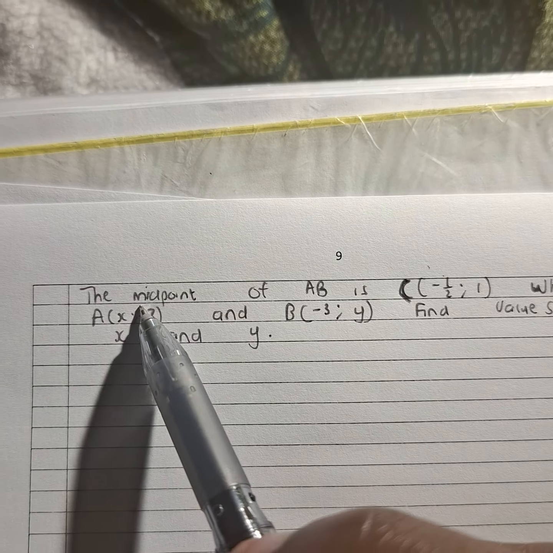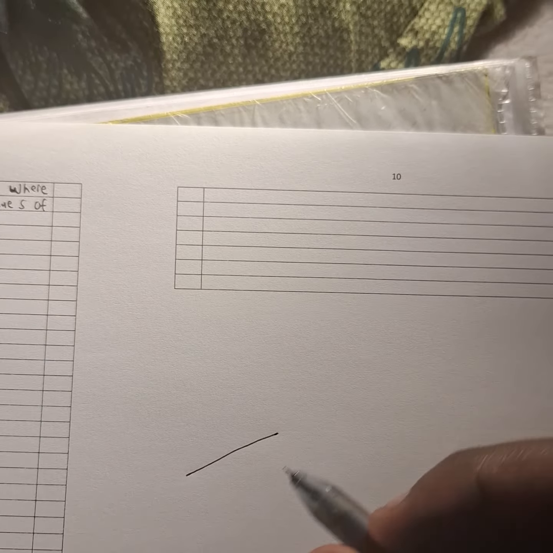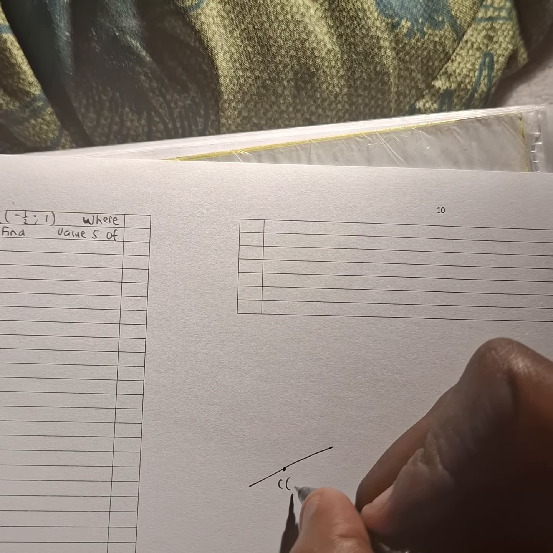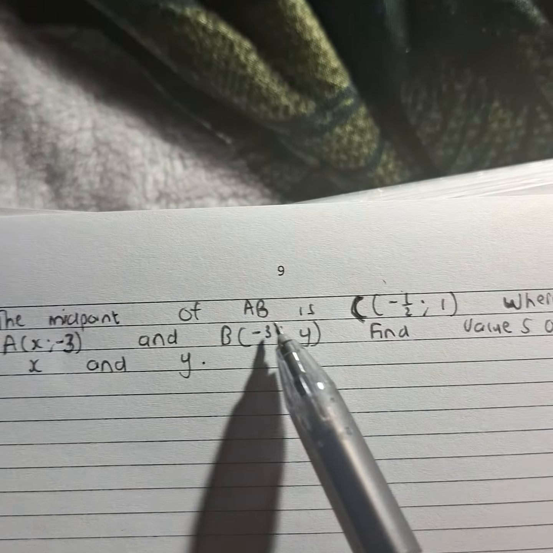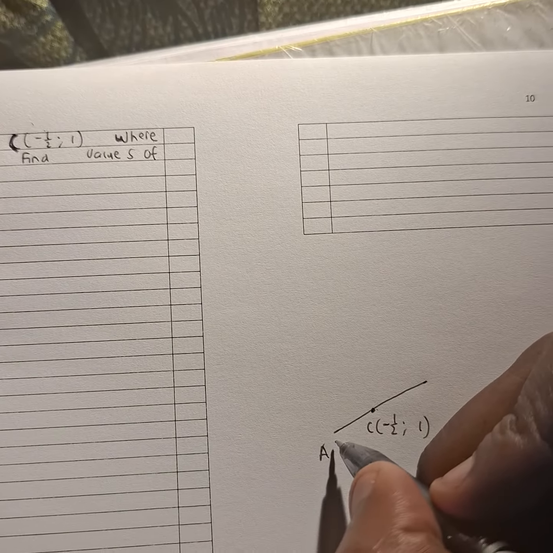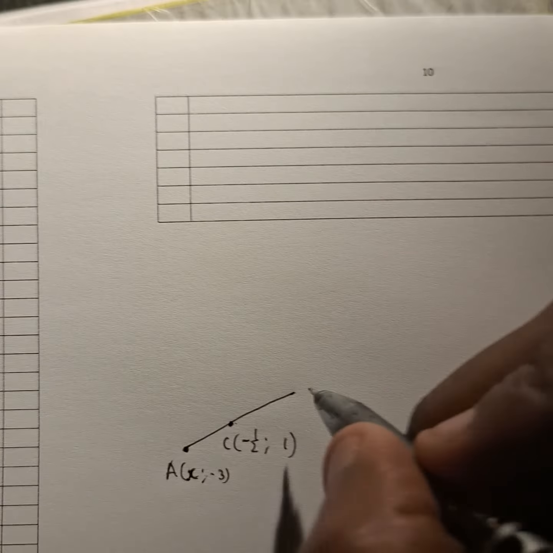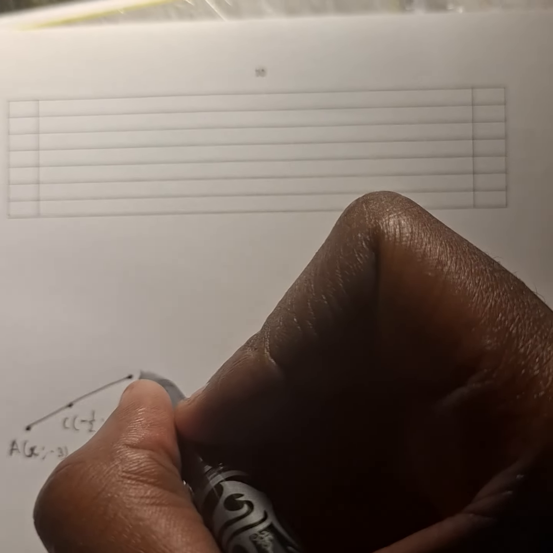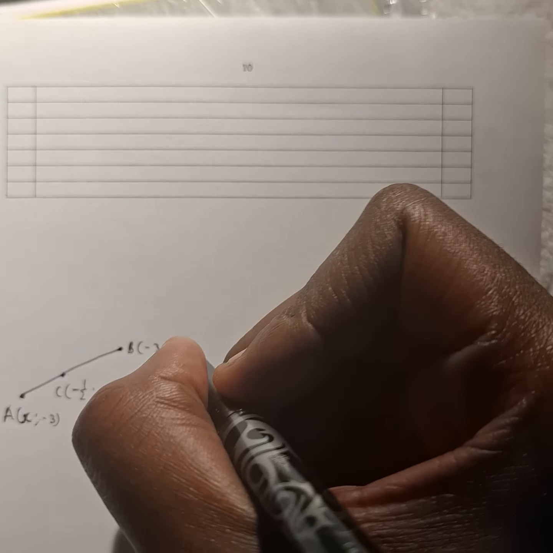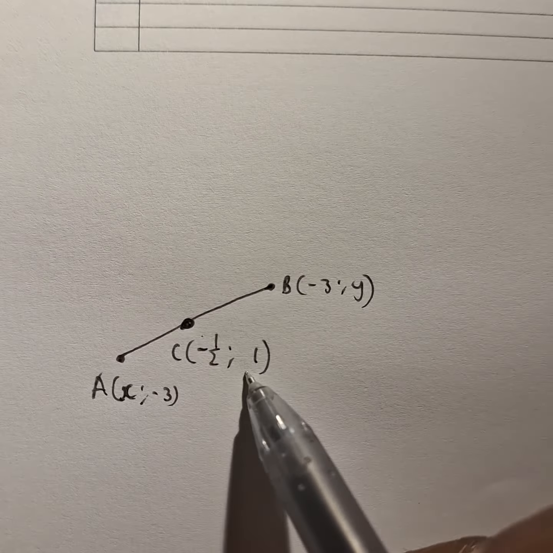Now, x is the x-coordinate of one of the endpoints. Guys, I want you to see, diagrammatically speaking, this is like saying C is here, it's -1/2 and 1. That is our midpoint. A, on the other hand, is one of the endpoints, and it is x and -3. This is not drawn to scale, guys. I'm just trying to show you visually what we see. B here is -3 and y. So this is the midpoint, and we are given the coordinates.